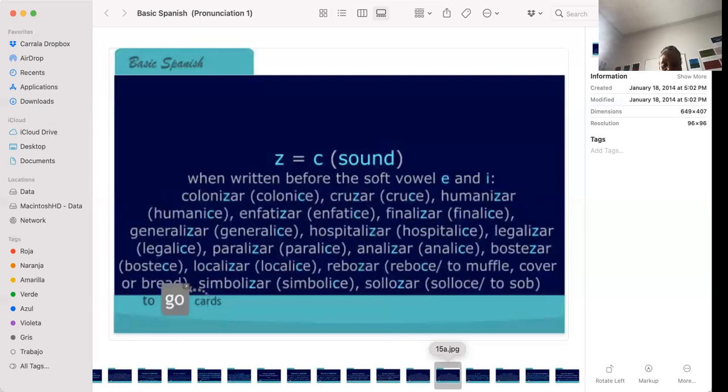More words that end in ZAR: colonizar, cruzar, finalizar, hospitalizar, legalizar. All these verbs change in the subjunctive form and the command form, except for the tú affirmative command.